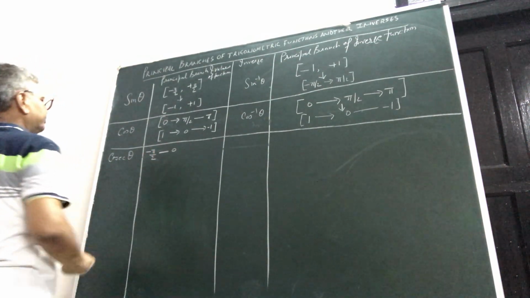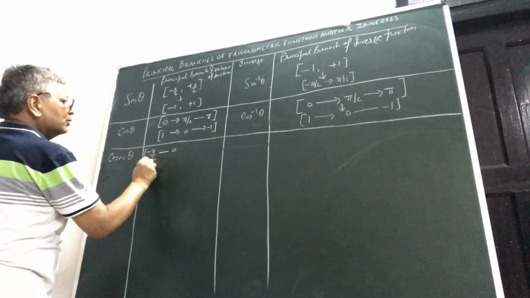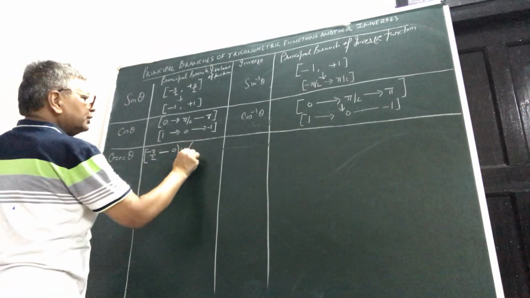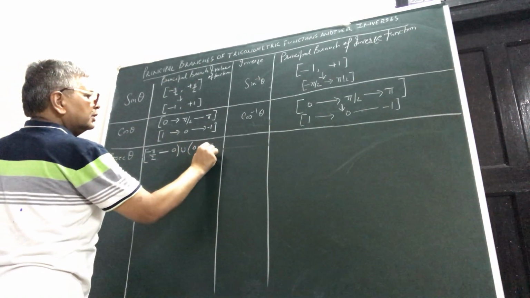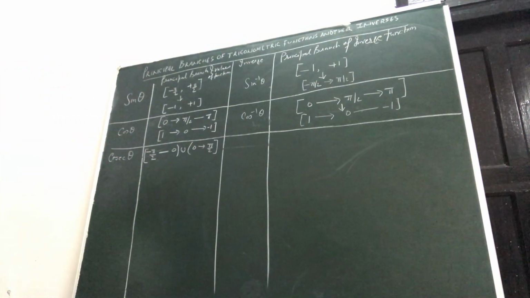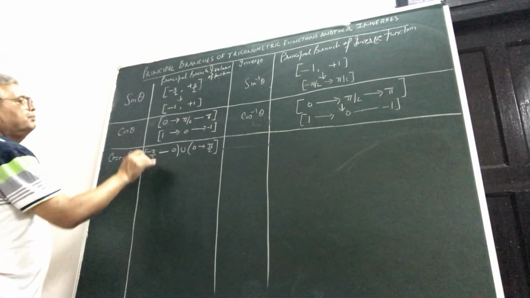Let me write 0. Because now here on the left it will be closed, and union what? 0 open to pi by 2, till pi by 2. This is on the right, it is closed. See, this is very important. And what are their values here?